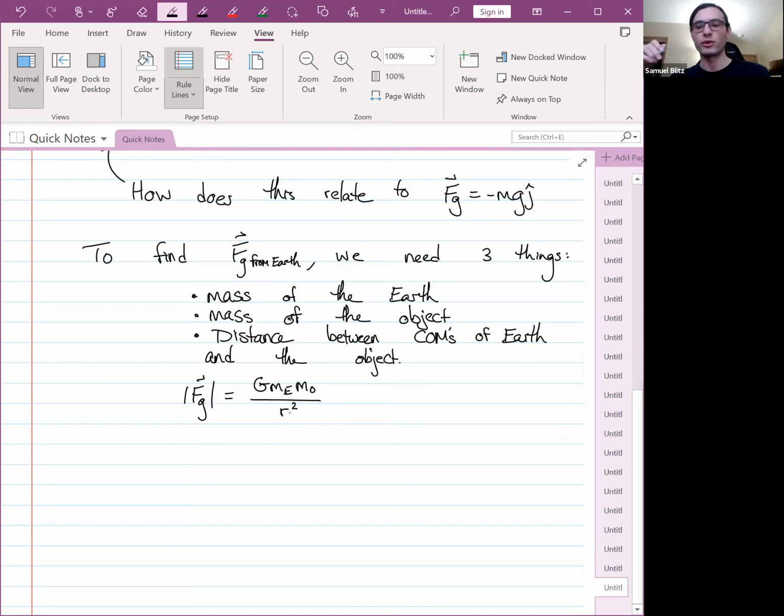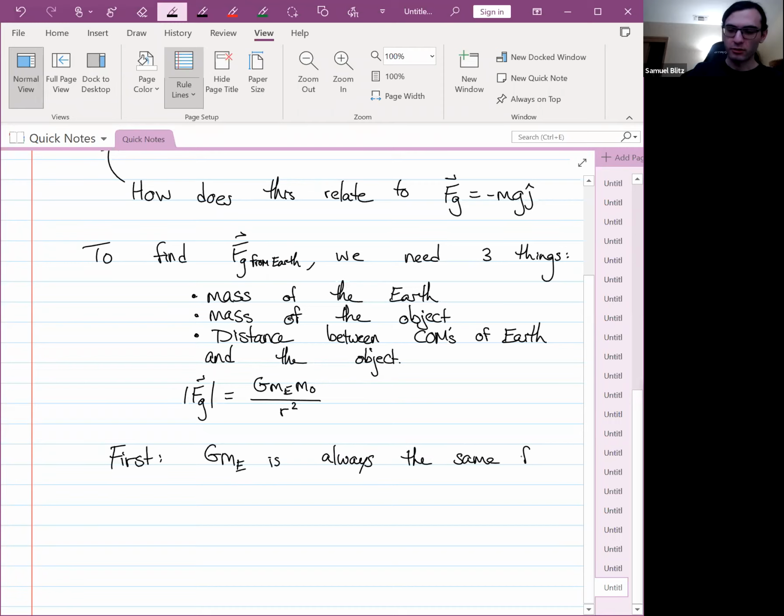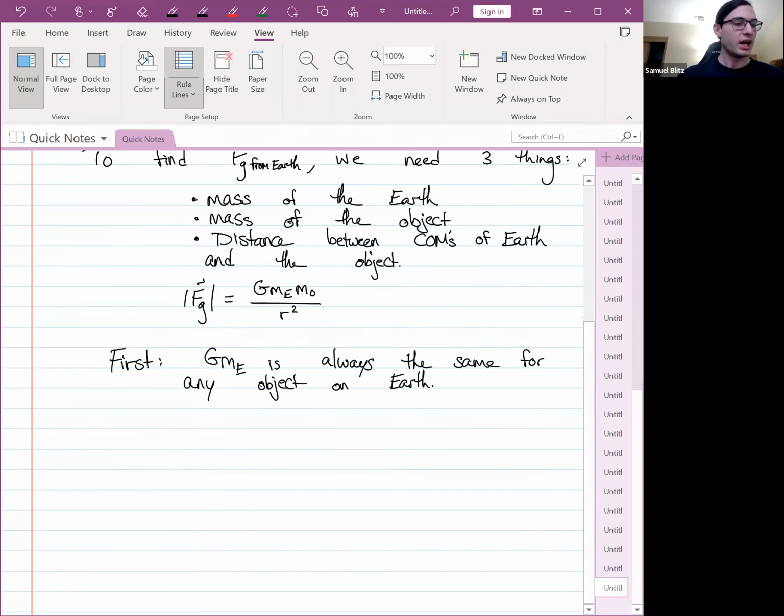So how do we get that the magnitude is equal to mg here? So first, note that for any object that we're trying to find the force of gravity from the Earth on, G times m_E is always the same for any object on Earth, right? Because it doesn't matter what the mass of the object is or the distance from the center of the Earth is. This term will always be there as long as you're trying to find the gravitational force from the Earth on something, right? And so we can just compute that. In particular, it has a name. It's given a symbol. It's called mu sub E, which is the gravitational parameter of the Earth.